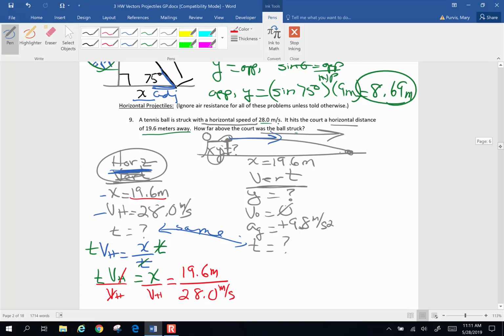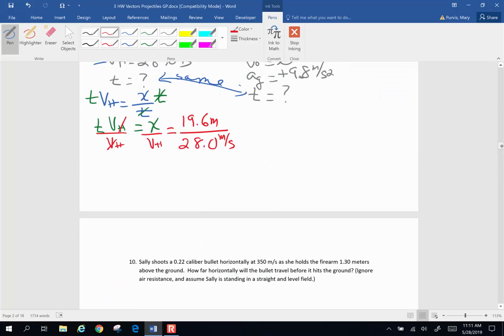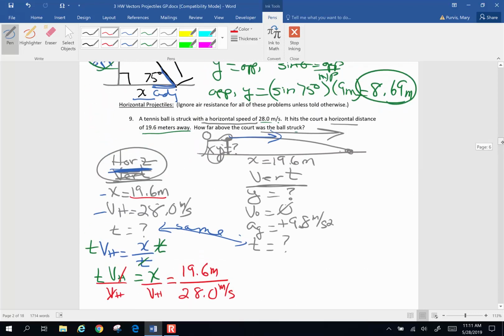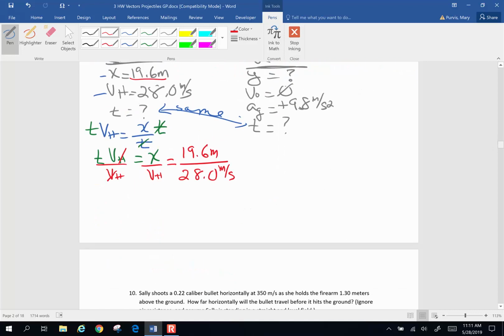Give myself a little bit more writing room right here. Pick up my calculator. And I have 19.6 divided by 28. And I'm going to end up with the time in the air of 0.700 seconds. That's as long as the ball's in the air. Now that I know this, I can use the time on the other side.